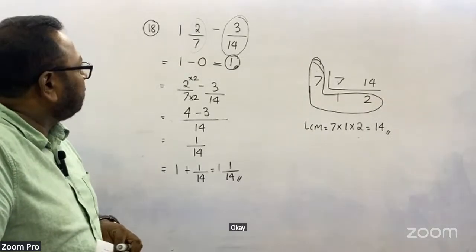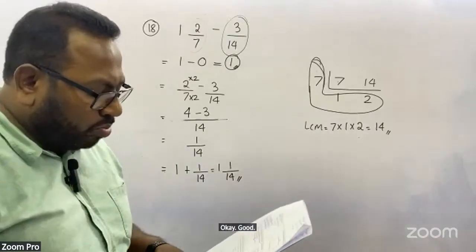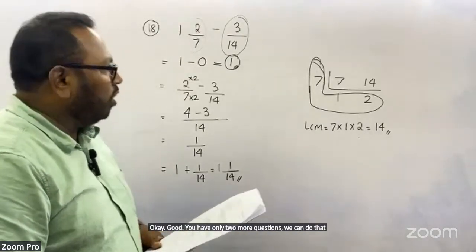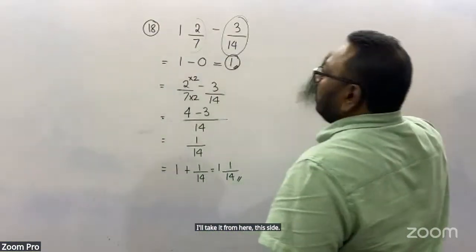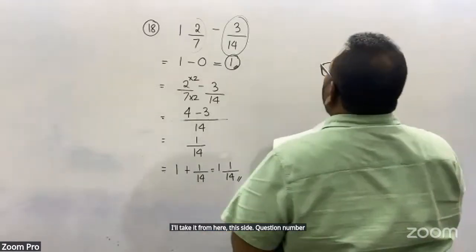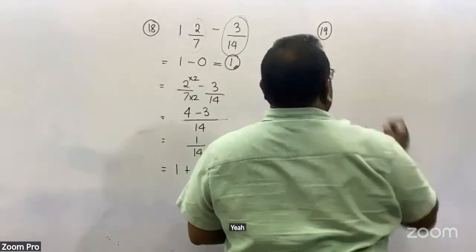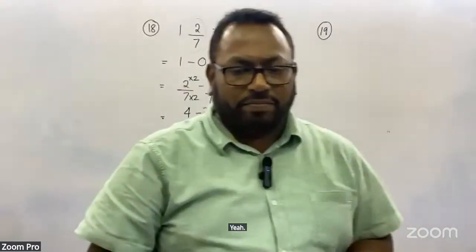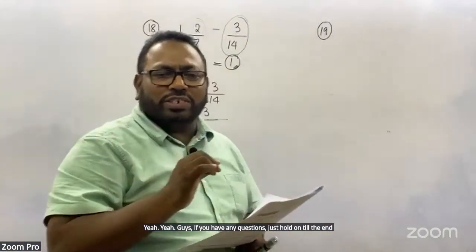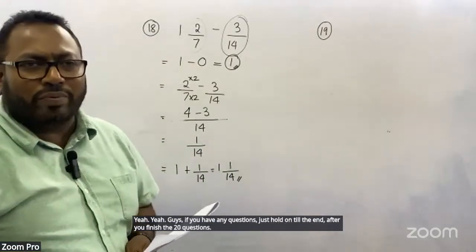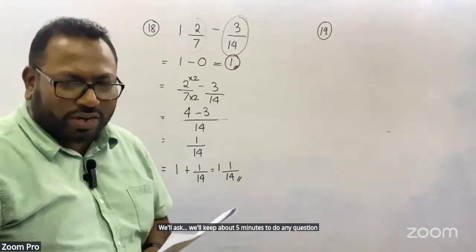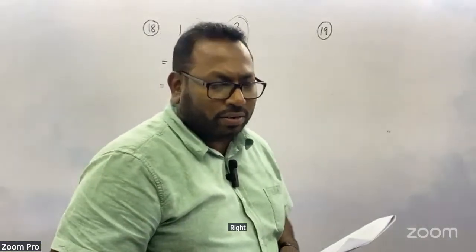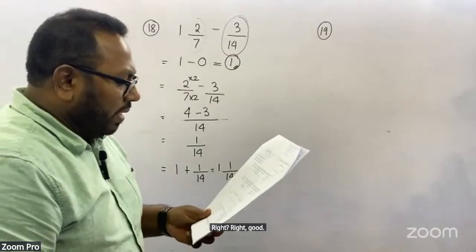Okay. Good. We have only 2 more questions. We can do that. Just hold on. I'll take it from here, this side. Question number 19. Guys, if you have any questions, just hold on till the end. After we finish the 20 questions, we'll keep about 5 minutes for a question and answer session. Okay? Right. Good.